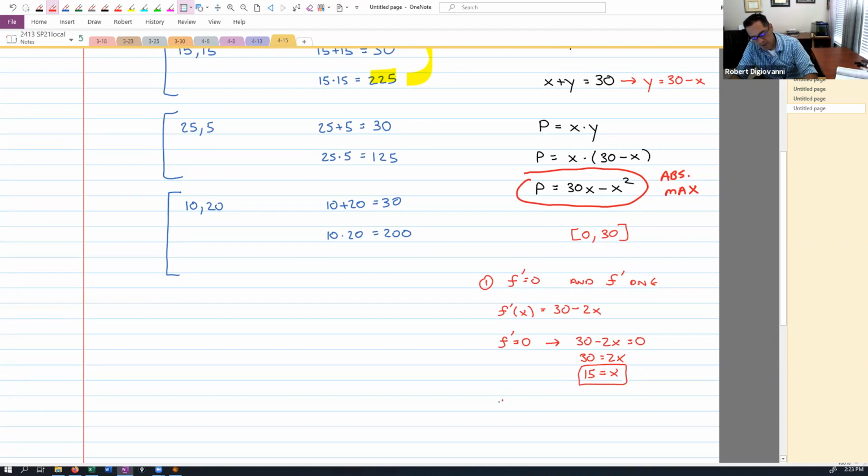I then ask myself, when does the derivative not exist? When does that happen? Well, the derivative is nice, right? 30 minus 2x, that's a nice function. It's never going to have a problem.